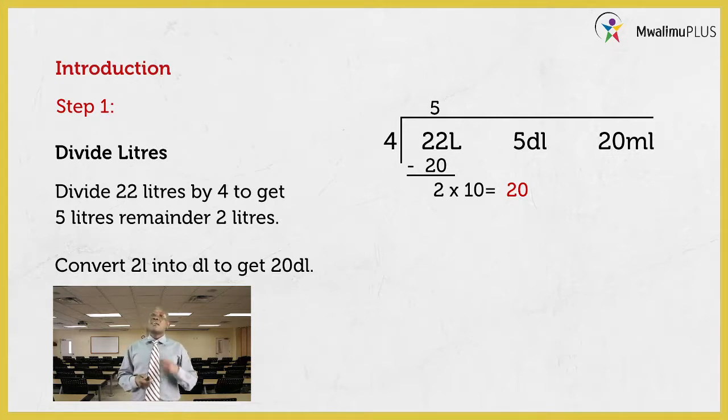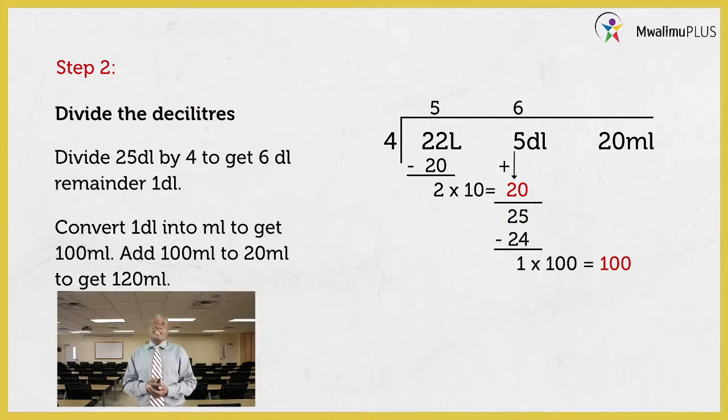So learners, we have done with part 1. Now we are going to part 2, that is dl. The same process, learners. We are going to divide again. Since we have converted 2 liters to give us 20 dl, we are going to add 20 plus 5. If you add 20 plus 5, learners, that will give us 25.